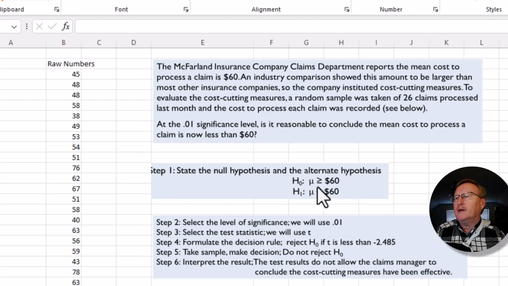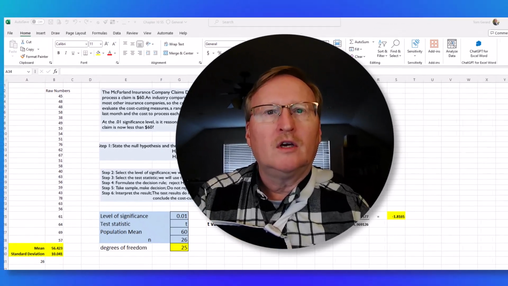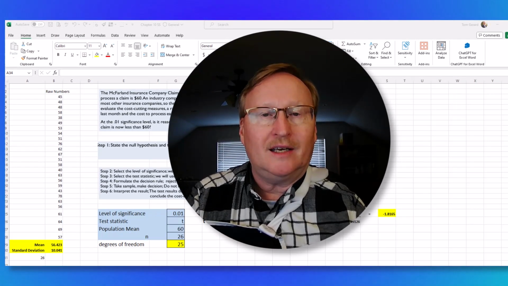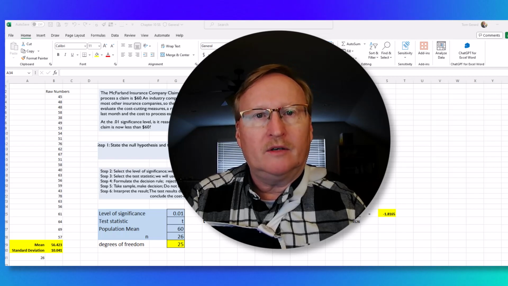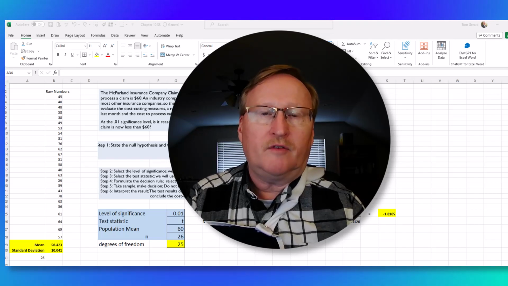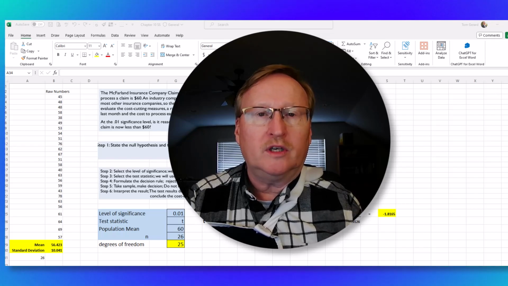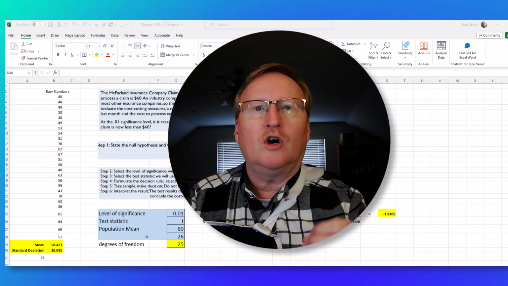So my null hypothesis is no difference. It's equal. Now, my alternative hypothesis is our sample or our population for this month is less than the national average, or whatever they say the industry average is. So when we're doing a one sample t-test, what we're talking about is testing to see if our sample or our population that we're looking at is different from what we would call the standard.